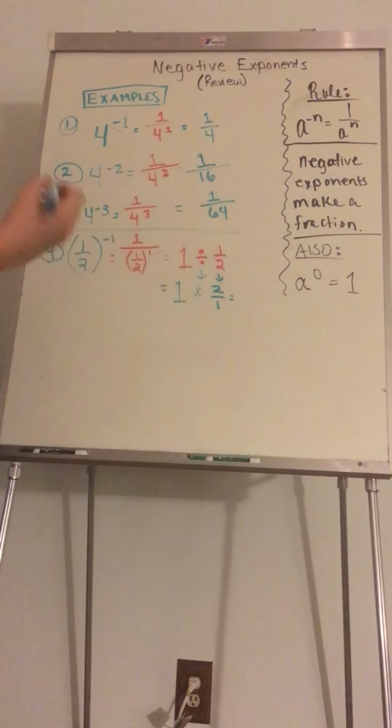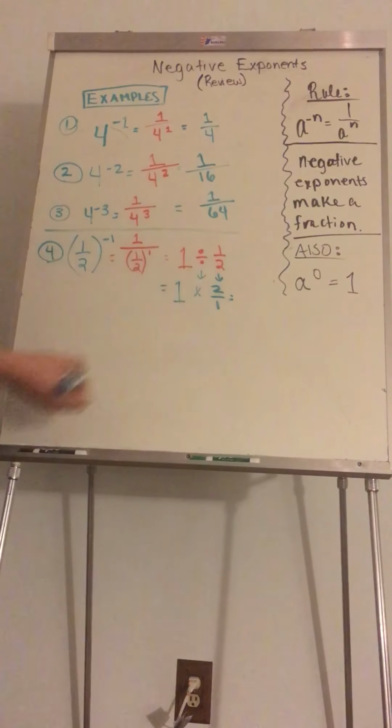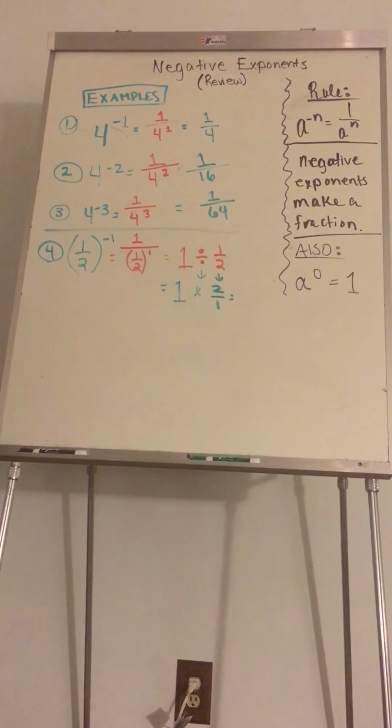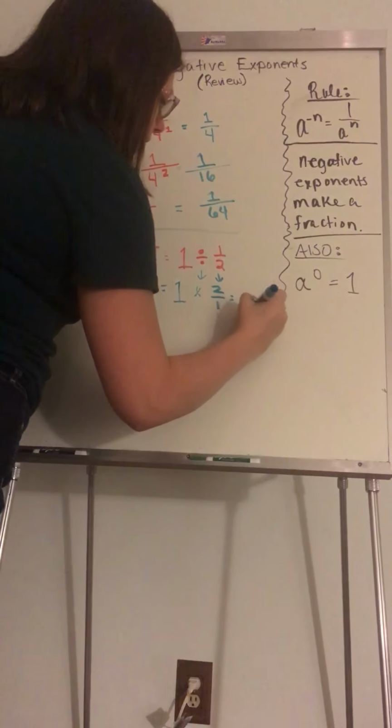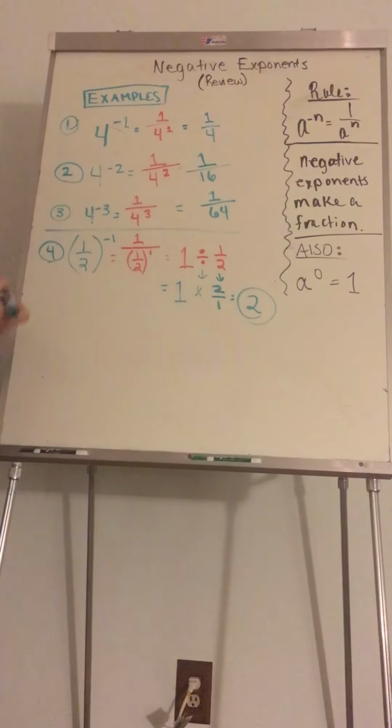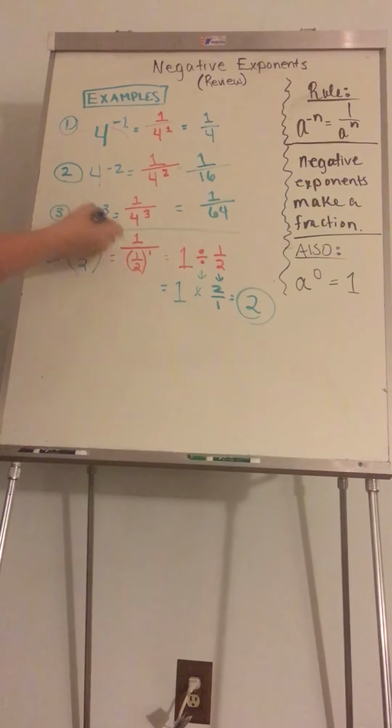Now, 1 times 2 over 1 is just 1 times 2, because any whole number over 1 is just that whole number, right? So 1 times 2 over 1 equals 2. So the answer then is 2. So 1/2 to the negative first power, or negative 1 power, is going to be 2, right?